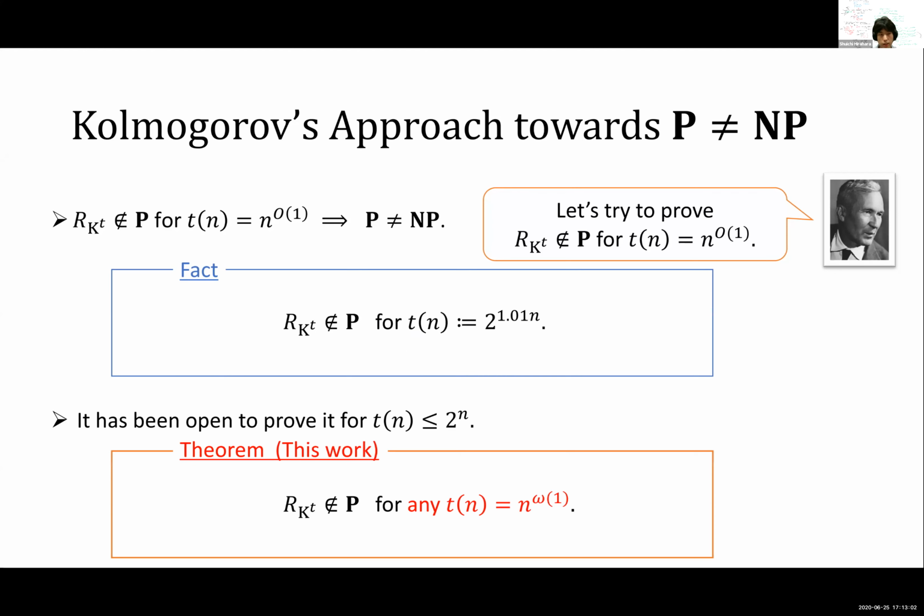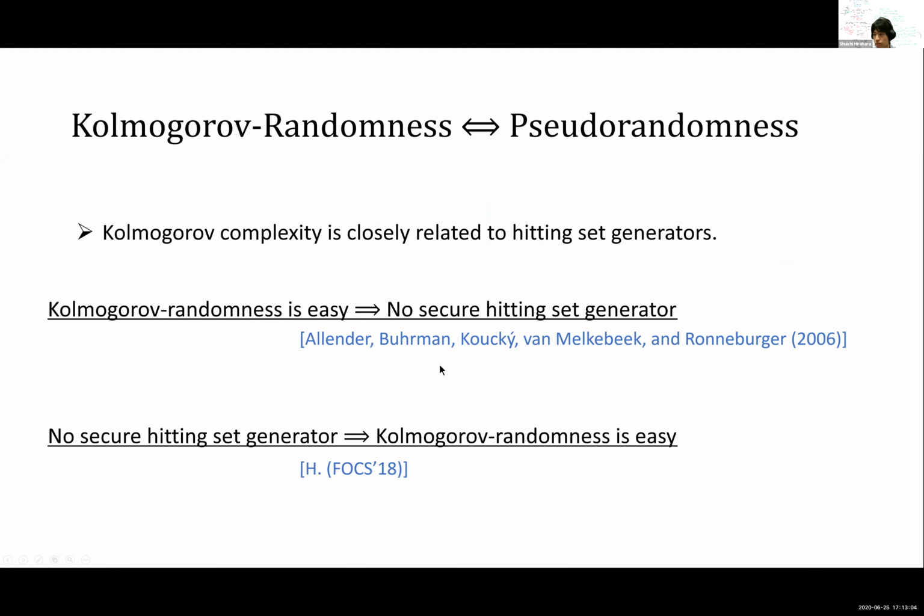Kolmogorov complexity in general. Let me mention another motivation to study Kolmogorov complexity. In fact, the reason why it is interesting to study Kolmogorov complexity is that it is closely related to pseudorandomness. More specifically, if we know that testing Kolmogorov randomness is easy, then we can show that we can break any hitting set generator. On the other hand, if there is no hitting set generator, it is also possible to prove that Kolmogorov randomness is easy.